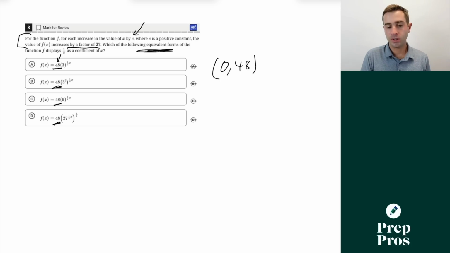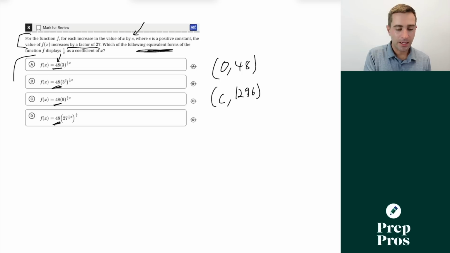For each increase in the value of x by c, so every time x increases by c, the value of f of x or y increases by a factor of 27, so it means it's 27 times greater. So this means we're also going to have the point c, 48 times 27, which is going to give us 1,296. So this is now going to let us solve through.